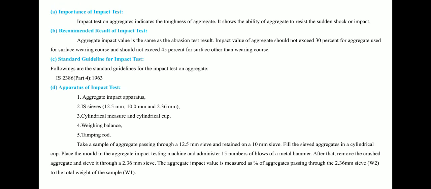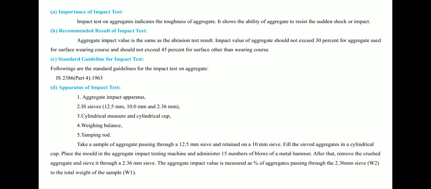The apparatus for the impact test are aggregate impact test apparatus, IS sieves 12.5 mm, 10 mm and 2.36 mm, cylindrical measure and cylindrical cup, weighing balance and tamping rod.